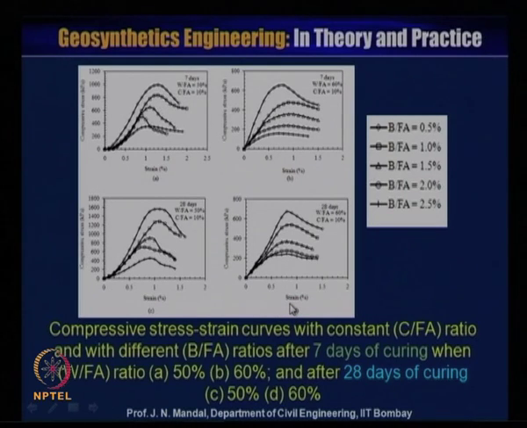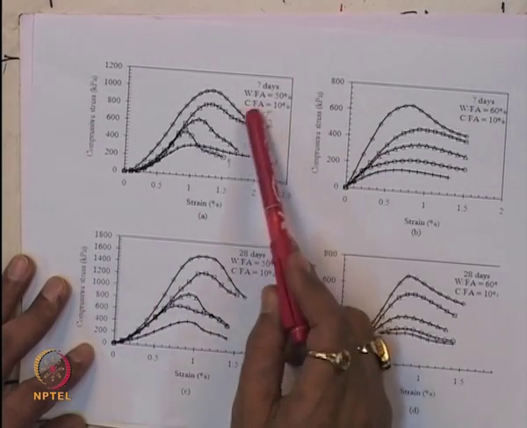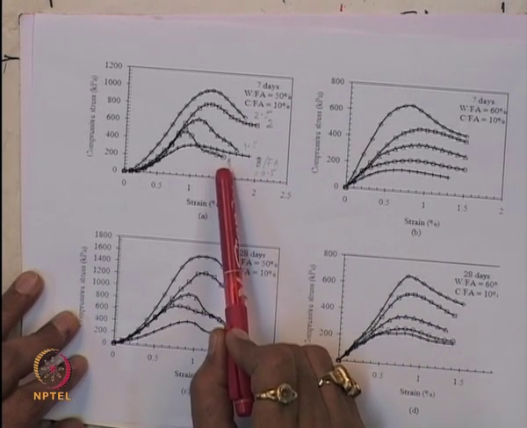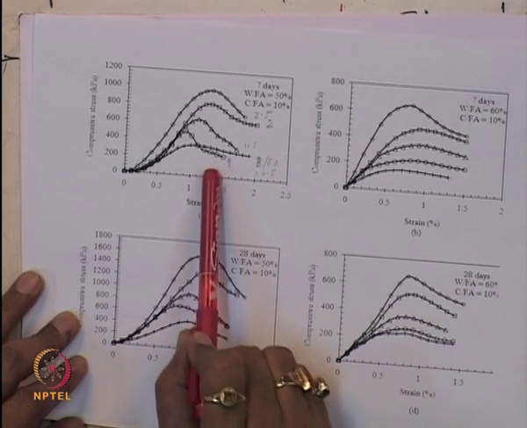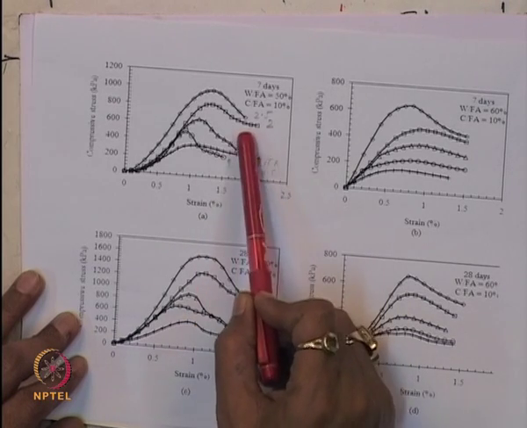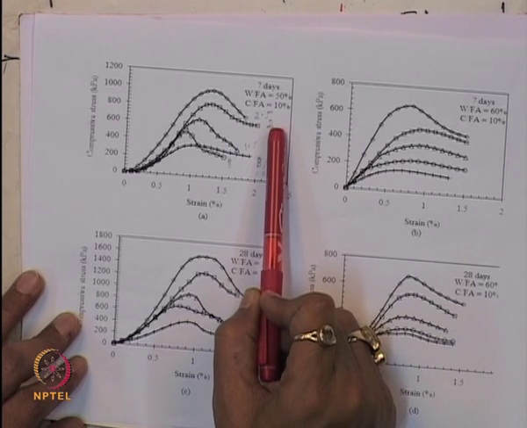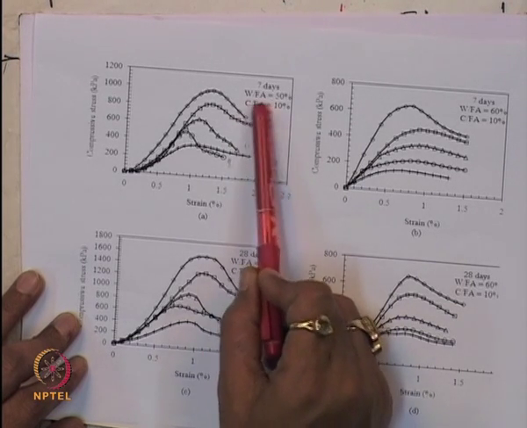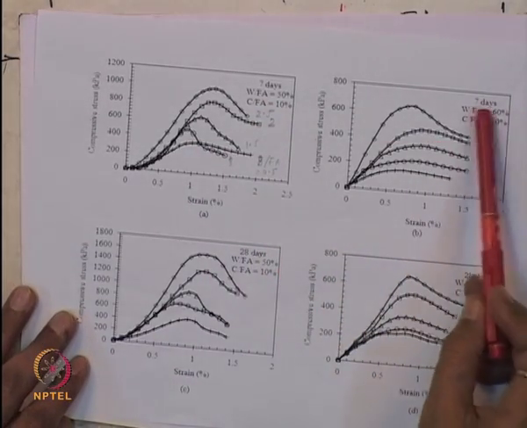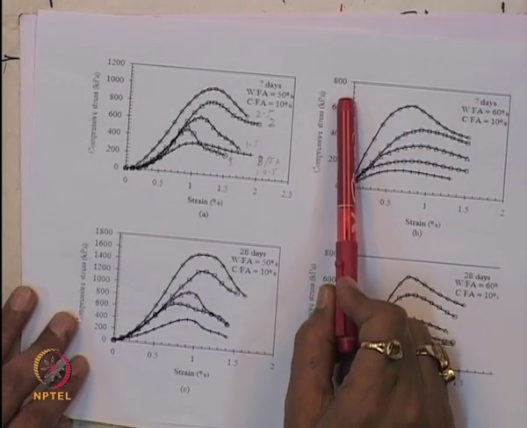You can see here also the stress and compressive strain curve for 7 days, with the water-to-solids ratio of 50%. This is the beads-to-ply ratio of 0.5, then beads-to-ply ratio 1%, 1.5%, then 2%, like this, and beads-to-ply ratio 2.5%. So, like this for 7 days, if you compare with the water-to-solids ratio of 60%, you can say this value is much higher than this value.